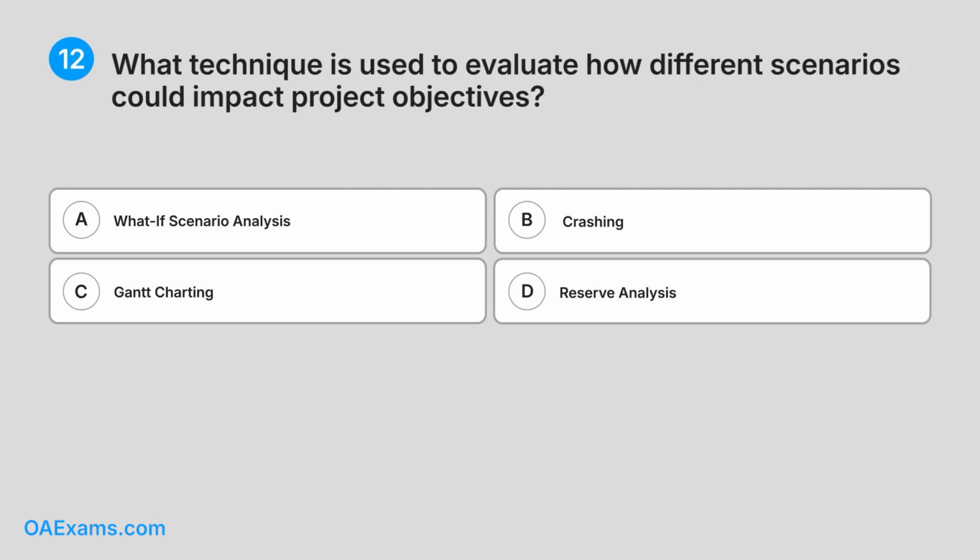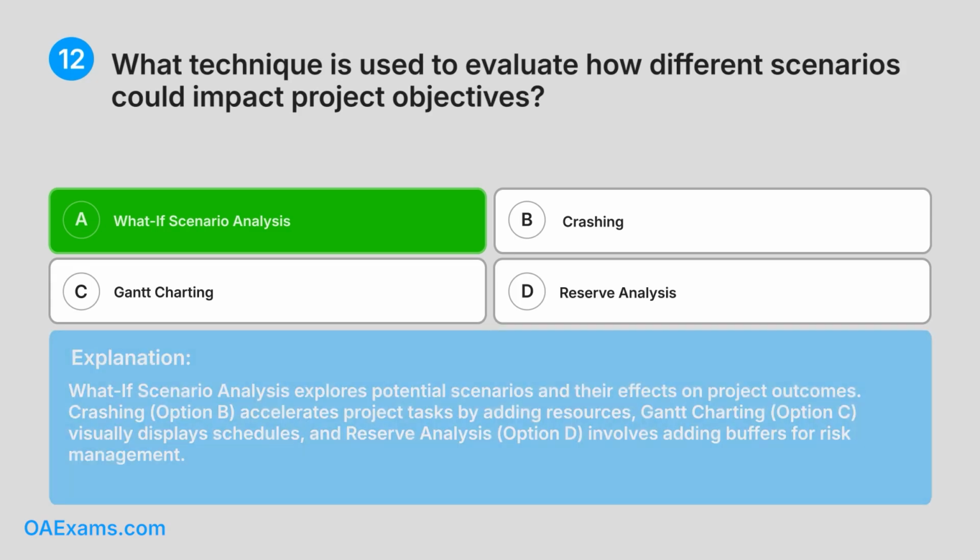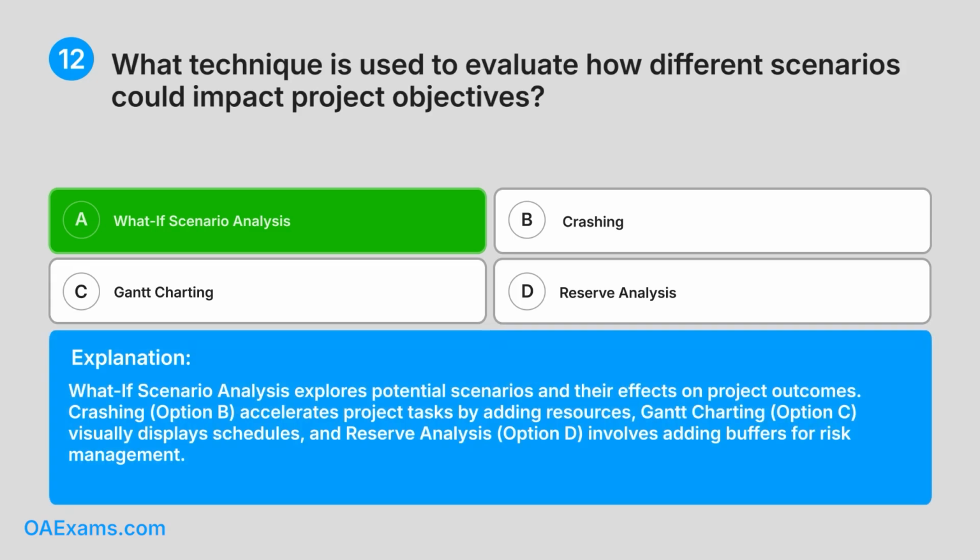Correct. Answer A. What-if scenario analysis. Explanation. What-if scenario analysis explores potential scenarios and their effects on project outcomes. Crashing, option B, accelerates project tasks by adding resources. Gantt charting, option C, visually displays schedules. And reserve analysis, option D, involves adding buffers for risk management.